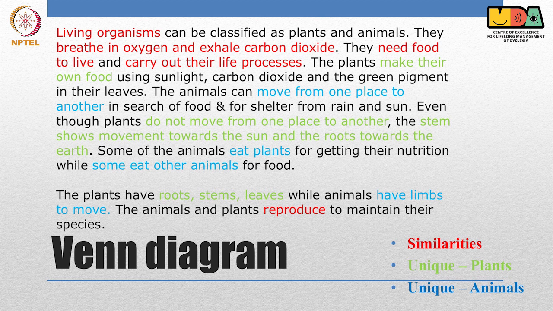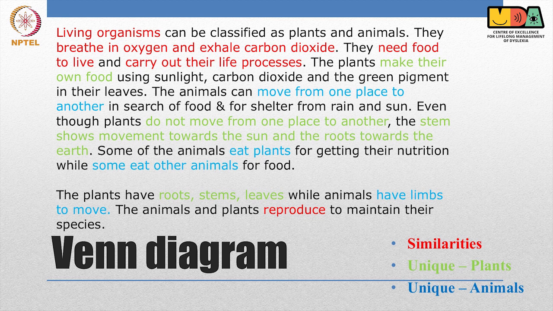The next thing, they breathe in oxygen and exhale carbon dioxide. Now, the word they itself refers to both plants and animals, but please keep in mind we are only talking about the breathing process here and not the process of photosynthesis. So, whichever organism breathes, it is going to take in oxygen and give out carbon dioxide. So, that is going to go right in the intersecting portion.